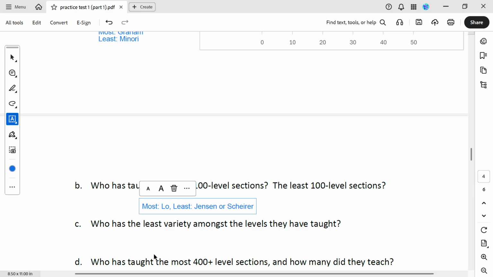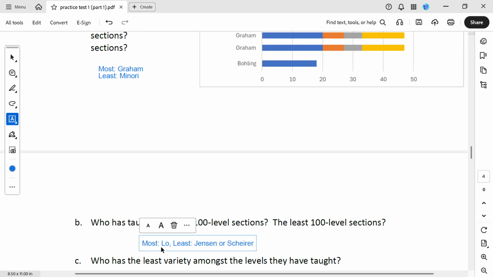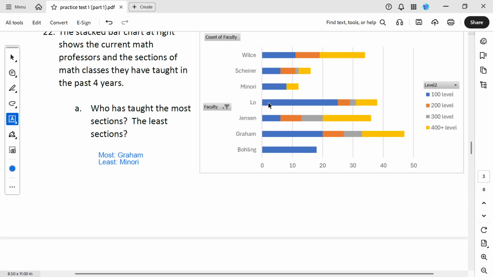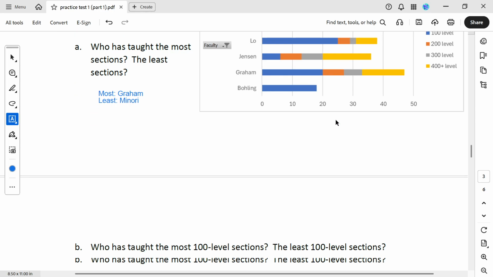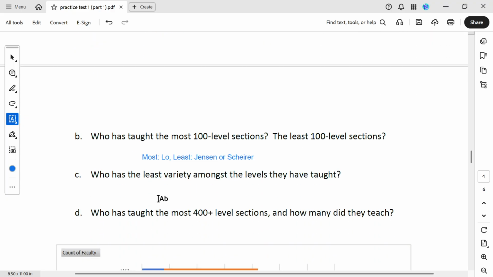Who has the least variety amongst the levels they have taught? When we look at these bars, there's one person that only has one color, and that is Professor Bowling. He only teaches 100 level classes, so that is the least amount of variety. If I were to ask the other thing, like the most variety, I think that would be a little bit tricky to answer, in terms of what it means to have variety. But for least variety, I think hopefully you understood what that meant.